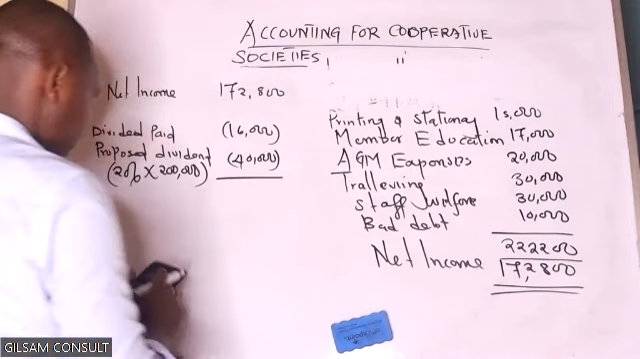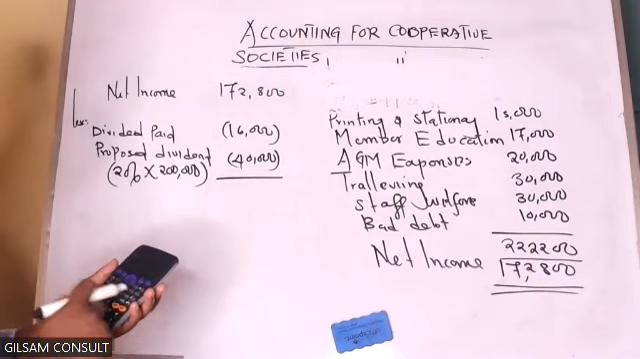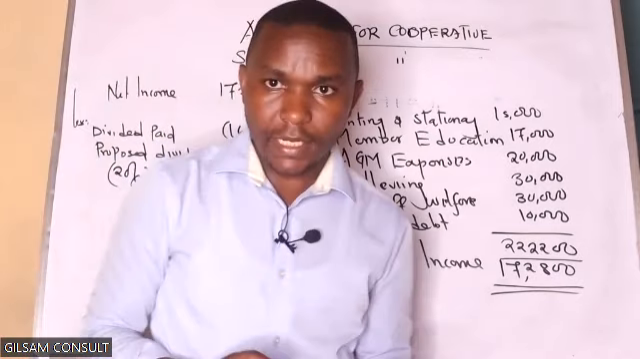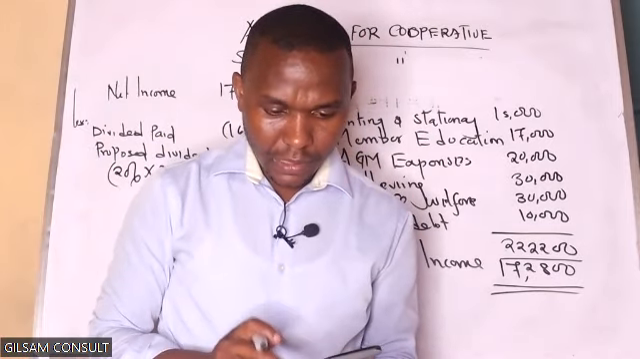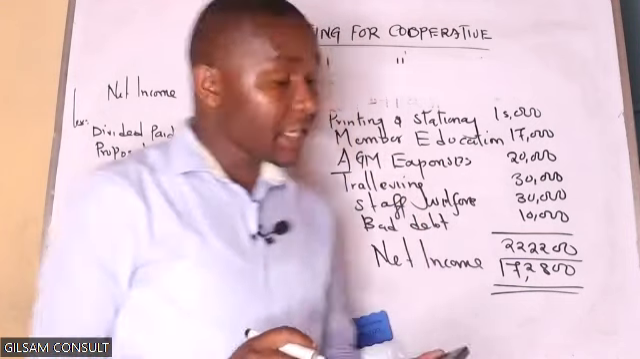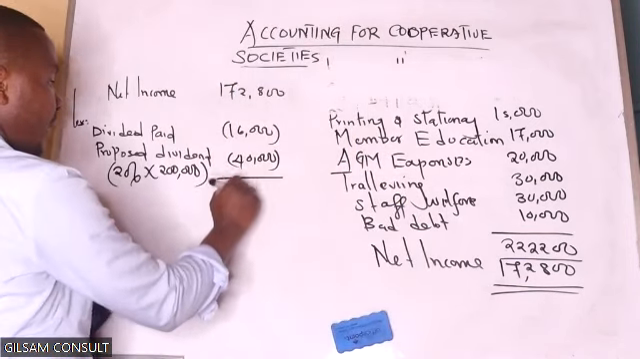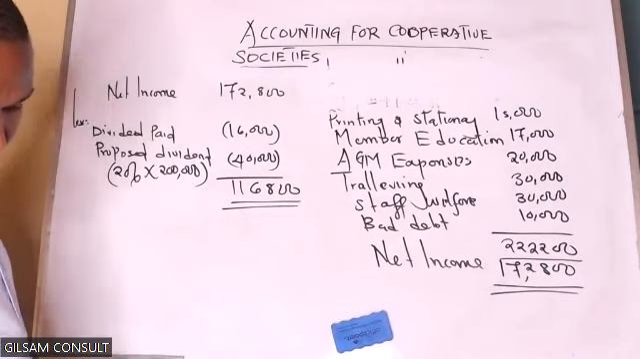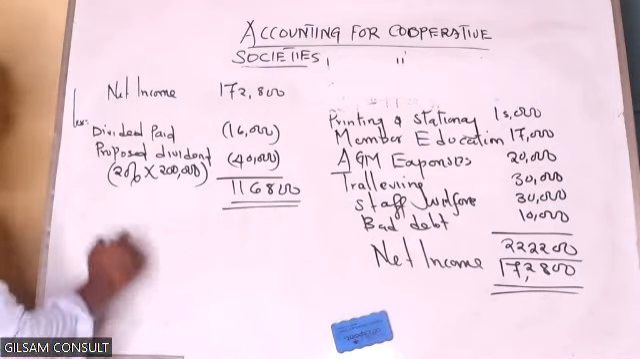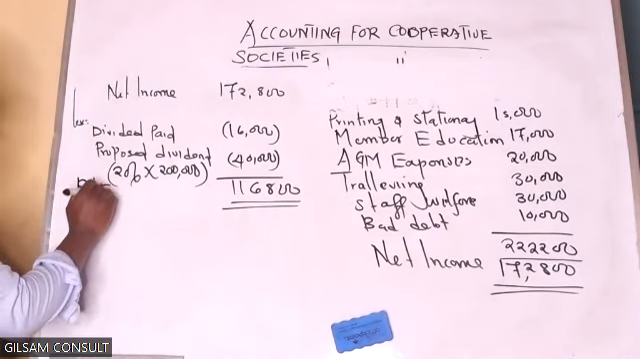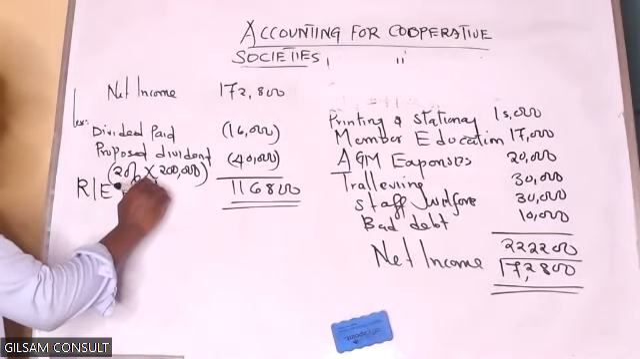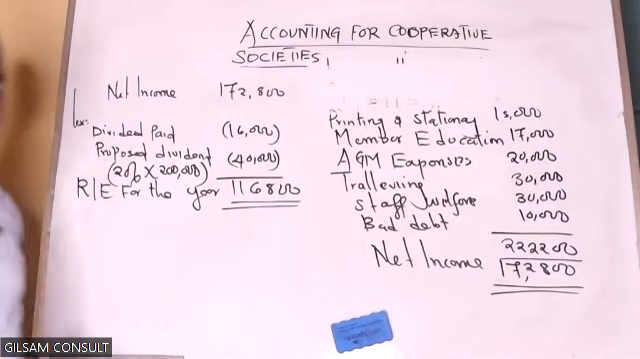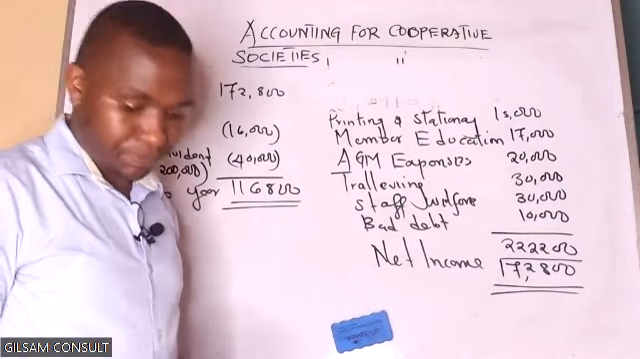We can get now the net income, 172,800. I deduct 16,000. I deduct 40,000. Remaining with 116,800. That is the retained profit for the year. This one is what is called retained profit for the year.